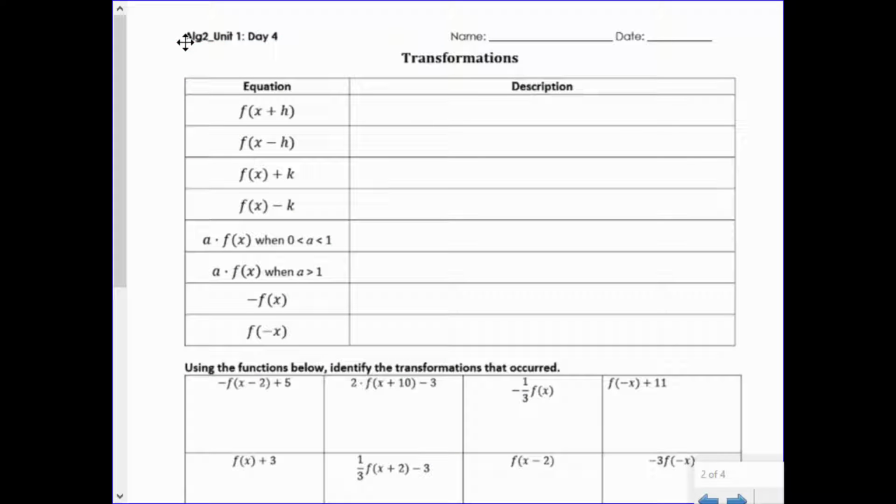So everybody go ahead and get your notes out. Turn to day 5, even though it's day 4. Okay. So this chart right here is going to be your cheat sheet for this entire lesson. This is where we're going to write out all the transformations.